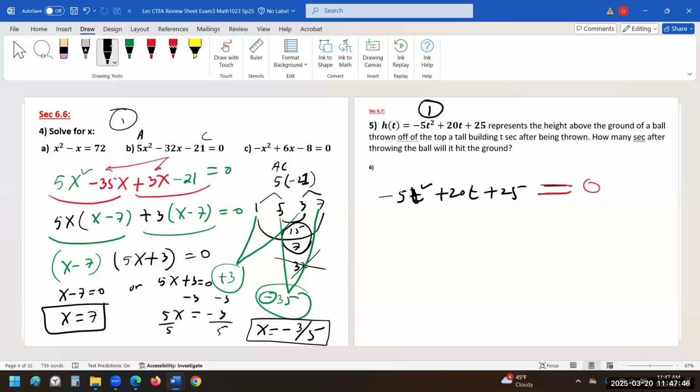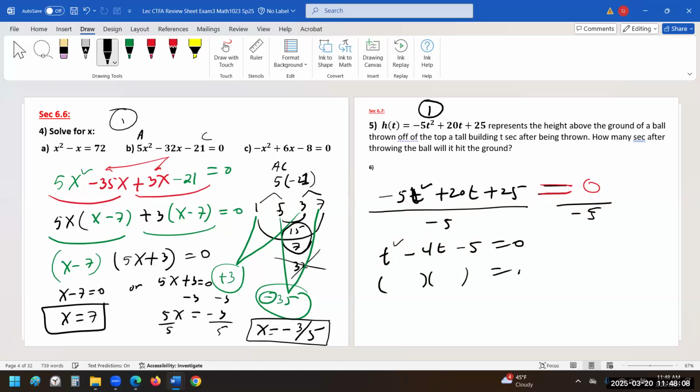Then you observe all of these are divisible by 5. So I divide everything by -5, because our polynomial starts with a negative and I don't want it to start with something negative. So I get t squared minus 4t minus 5 equals 0. And then you just solve.